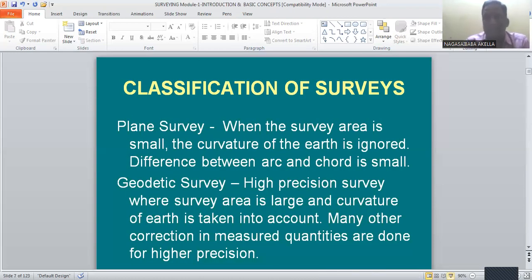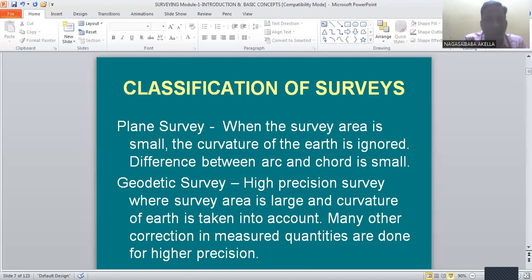Next topic is classification of surveys. Broadly, surveys can be classified into two types, plane survey and geodetic survey. In plane survey, the area to be surveyed is very small and the curvature of the earth is not taken into account. That means the curvature of the earth is ignored in plane survey. And the difference between arc and chord is small. So this is called plane survey.